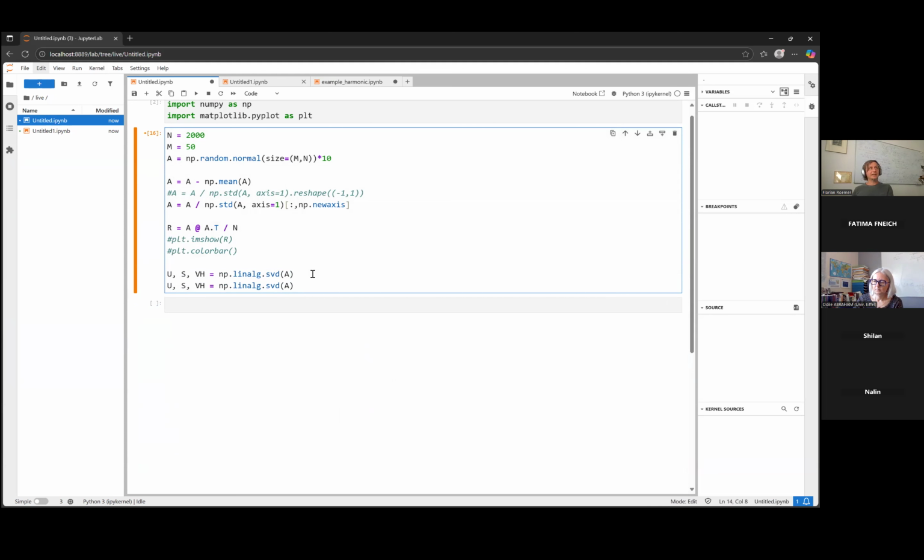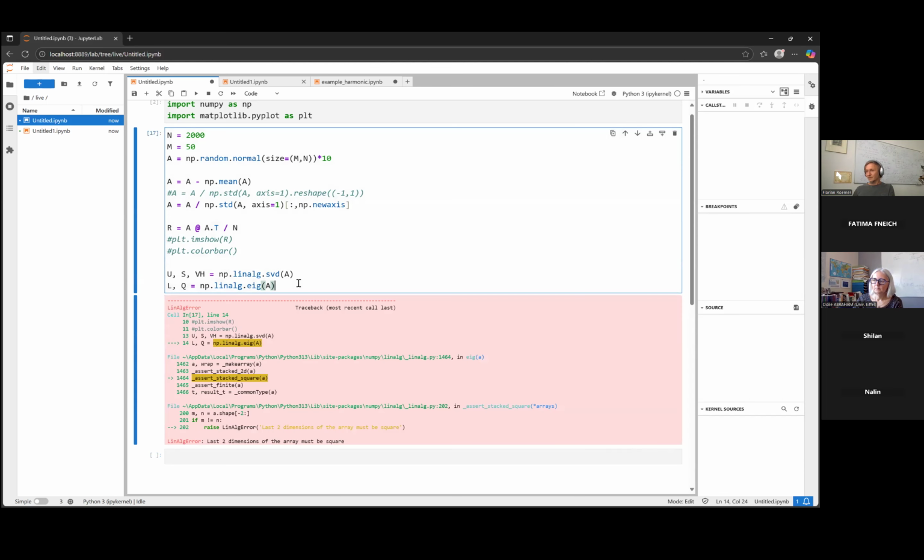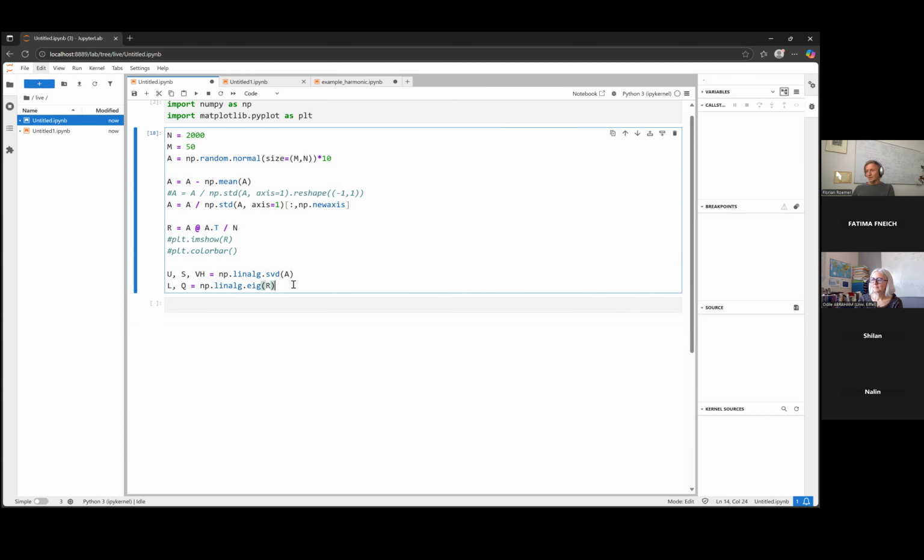And now, just to compare, we could also do the eigen decomposition instead. So we can do eig here. And the eigen decomposition returns 2. Unfortunately, in the other order, it returns the eigenvalues first and then the eigenvectors. Oh, sorry, not A, of course, but R. And we should be able to see that these are similar.